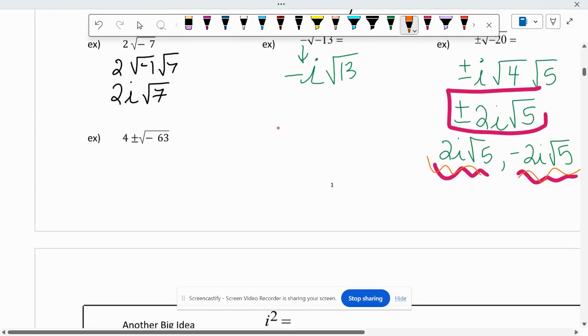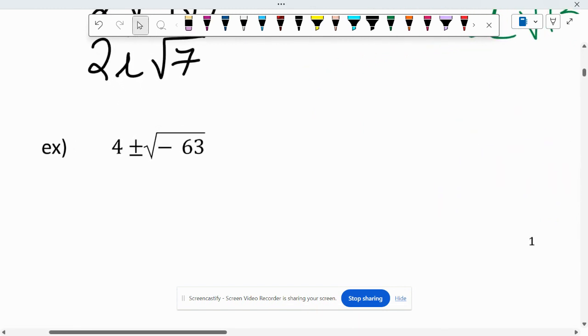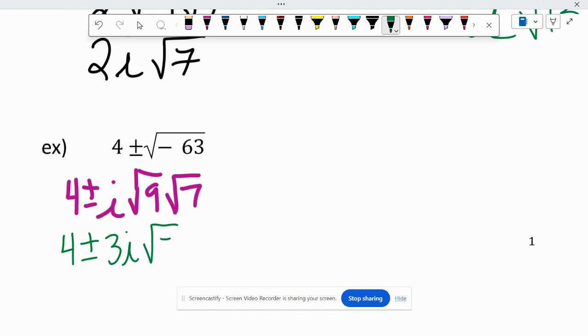All right. What about this last one? How can I break this up? How do you want to break up the square root of -63? Yeah. So I'm going to write 4 plus or minus i times the square root of 9 times the square root of 7. And what is the square root of 9? So I'm really going to write this as 4 plus or minus 3i times the square root of 7.